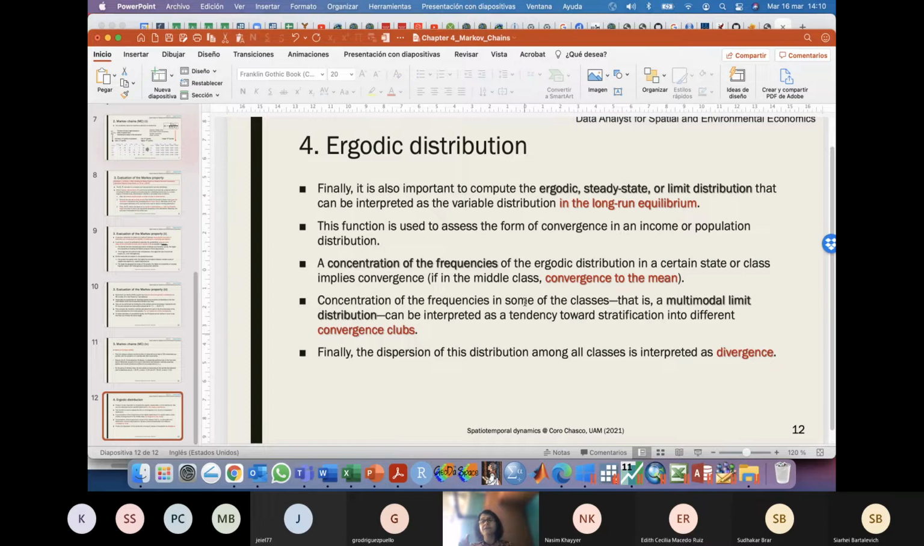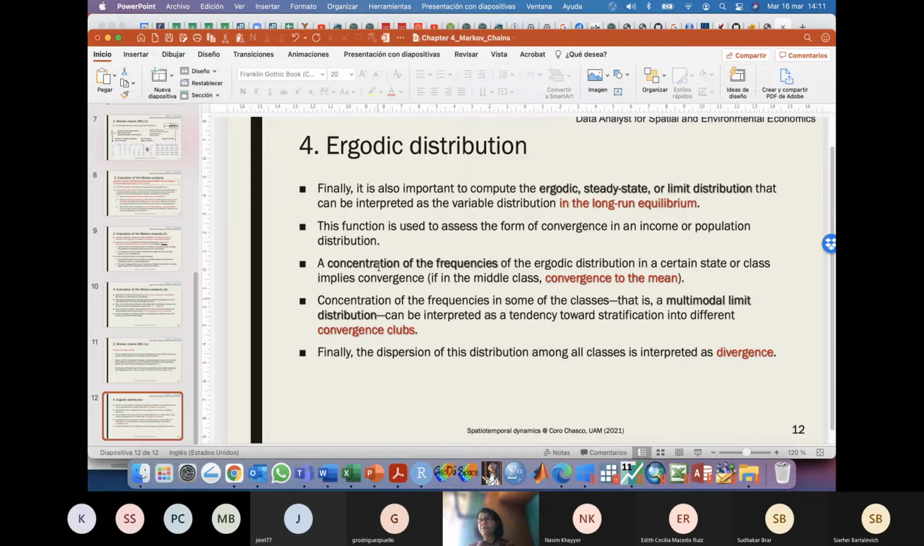This ergodic distribution is the limit distribution or the steady state distribution, which can be interpreted as the long-run equilibrium situation. It's the situation when all the cities get stuck and do not move anymore, do not grow, do not lose population. This is the long-run equilibrium. This function is used many times to assess the form of convergence in terms of income, population, or even other terms like contamination or whatever.